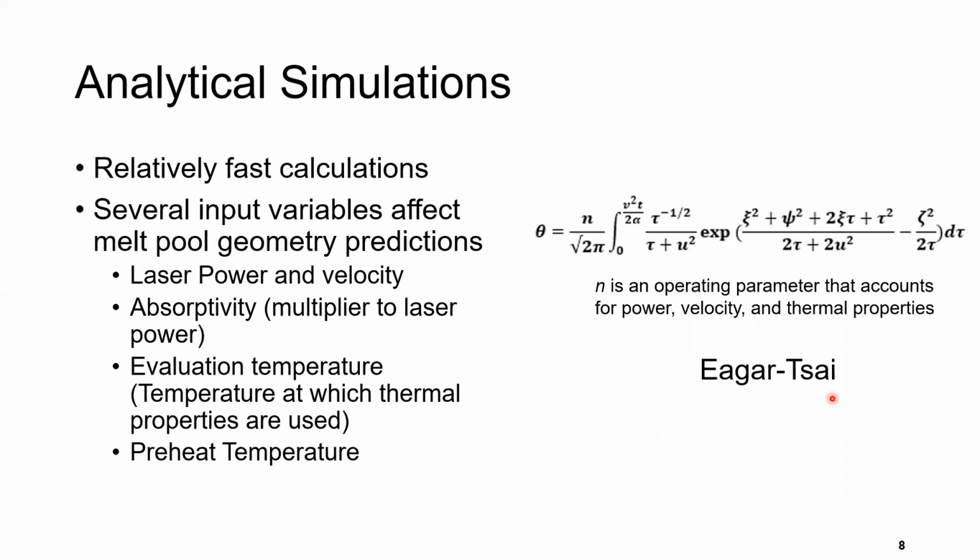Lastly, preheat temperature is another input that can be accounted for in these simulations. This is worth considering as, in a normal sense, when you're building samples with these metal powders, you are typically going to be using a preheat temperature that is higher than your standard room temperature. So understanding how preheat temperature affects your melt pool geometry is typically useful, since when you're actually building a part, you won't necessarily be operating at just room temperature. The analytical simulation that we used in this work is the Eagar-Tsai model, which allows us to input a spot size. And this model is a superposition of the Rosenthal model.